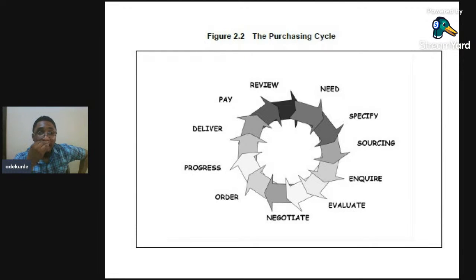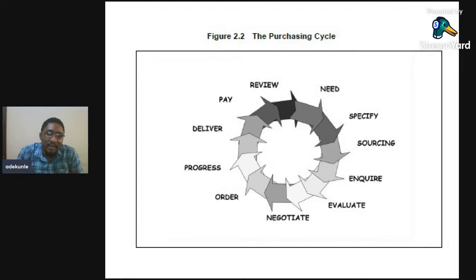Now, this is the purchasing cycle wheel, giving you the entire process and steps that are involved in purchasing. First and foremost, for purchasing to start, there must be a need that the purchasing is looking at meeting. Then the next stage is to specify. Once the specification is gotten, the organization needs to start sourcing the product, the right product.